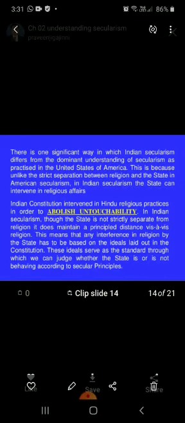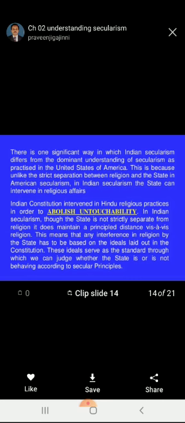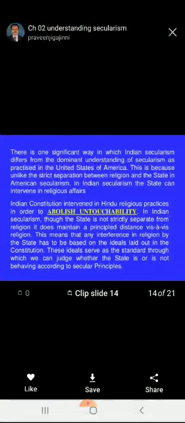There is one significant way in which Indian secularism is different from the dominant understanding of secularism as practiced in the United States of America. This is because, unlike the strict separation between religion and the state in American secularism, in Indian secularism the state can intervene in religious affairs. The Indian state is secular and works in various ways to prevent religious domination.